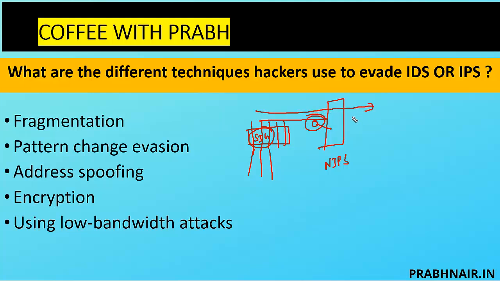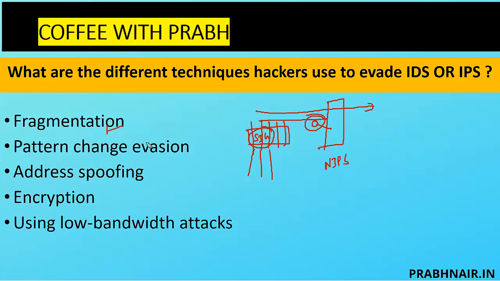Okay. So by fragmentation, we are dividing into small packets. We can divide the entire attack packet or signature packet into small packets, and through that, we can bypass the NIPS. So NIPS will not be able to detect that. So fragmentation is one technique we use.